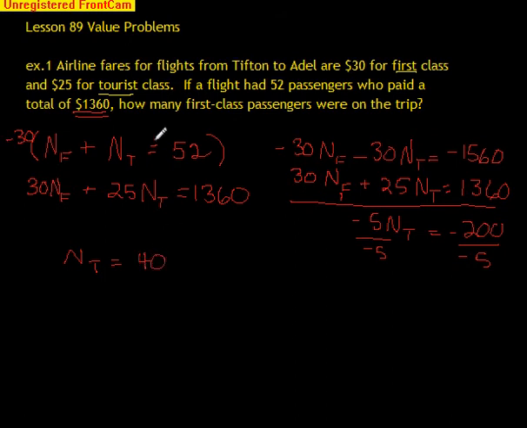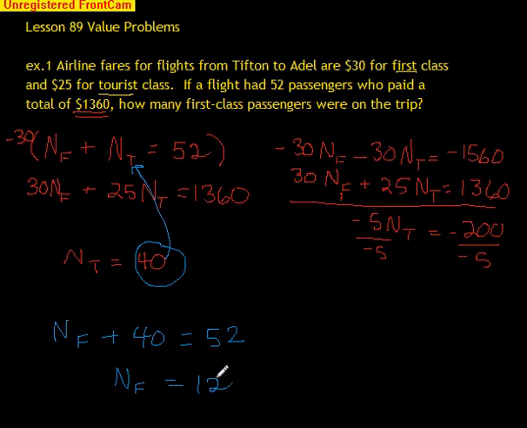But they don't want to know that. They want us to find out how many first class passengers. So we would take this amount, this is a tourist, here's our 40, put that up there, and for that, we get the number of first class plus 40 equals 52. And so we get number of first class people would equal 12. And these are just like the coin problem, so if you understood the coin problems, these shouldn't be a problem. Let's try one more.